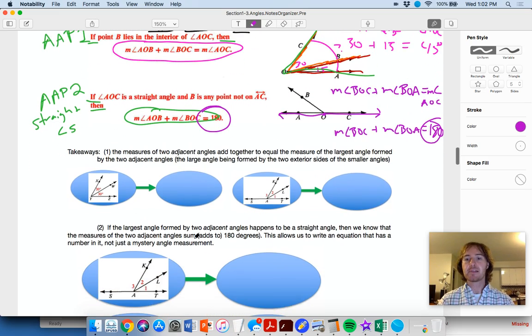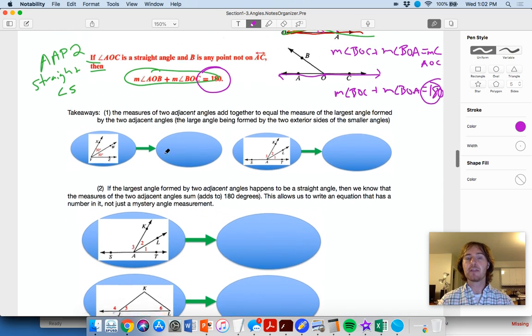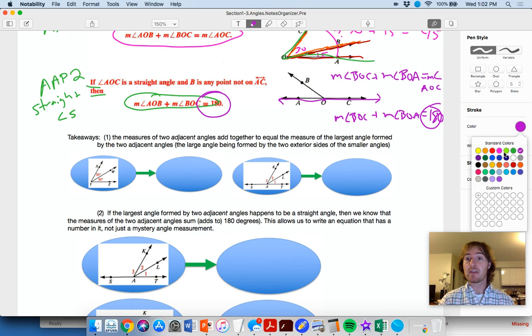So anyways, I know I'm going through this fast. There's just a lot of stuff in this section. So let's quickly fill in what we can conclude, our takeaways here. If I have a diagram that looks like this, what can I conclude about this diagram? Remember, angle addition postulate.